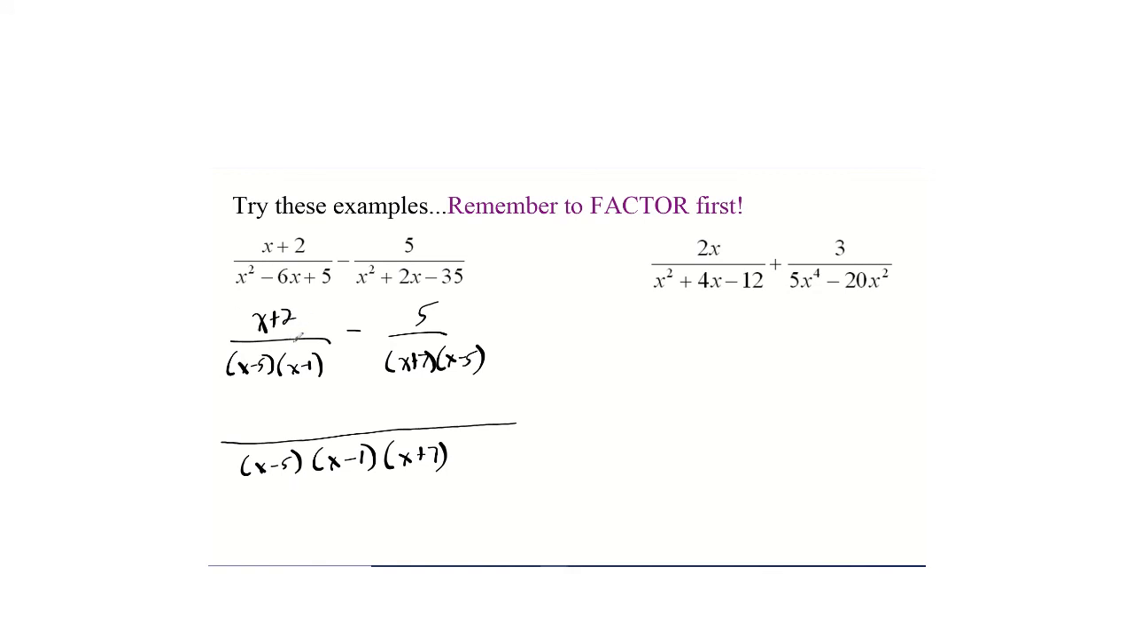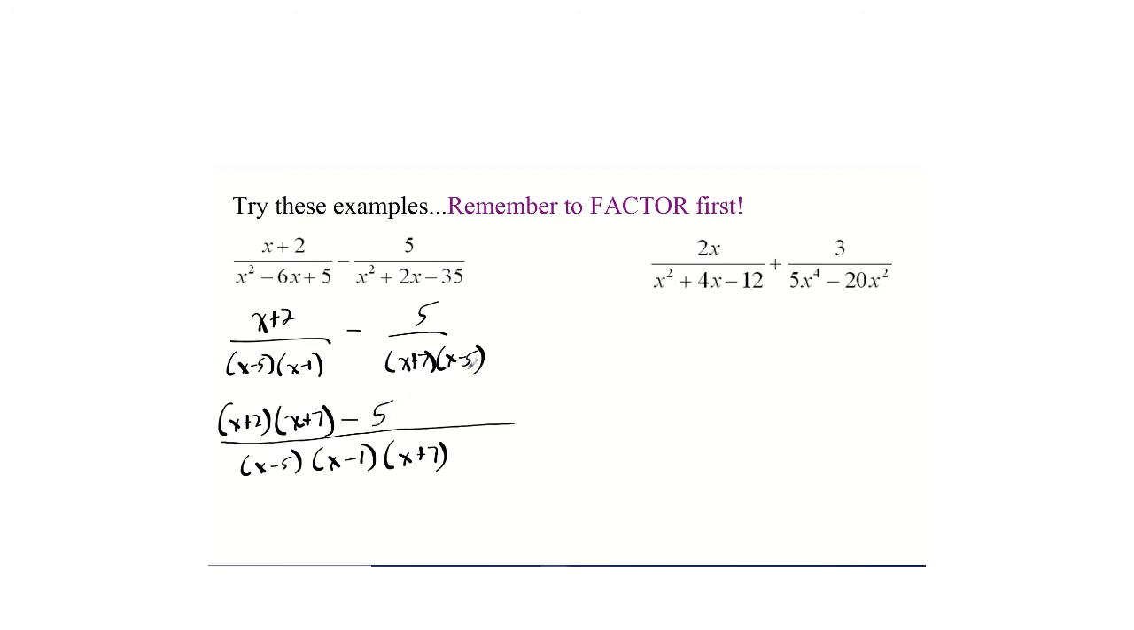Okay, look at the first fraction. Right now it's only over these two. I want this fraction to now be over these three, which means I'd have to multiply by the one I'm missing. I don't have x plus 7. So the numerator of this one, x plus 2, would have to get multiplied by x plus 7 because I had to multiply the bottom by x plus 7 to turn it into that.